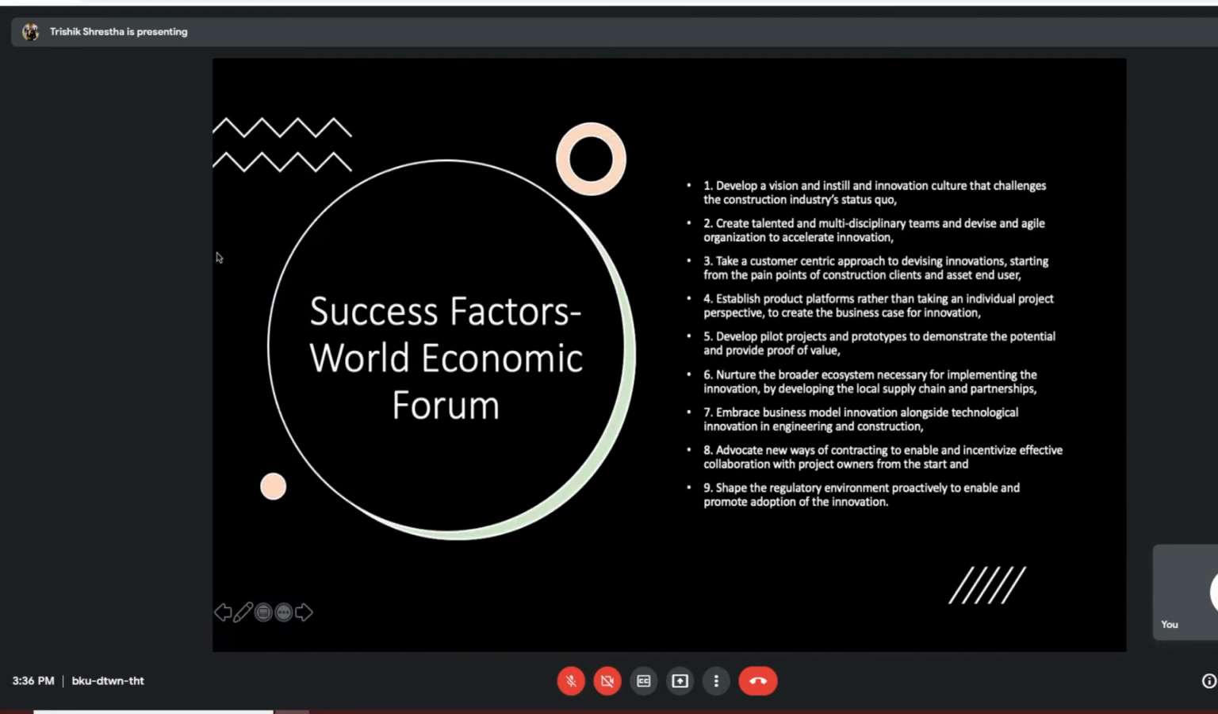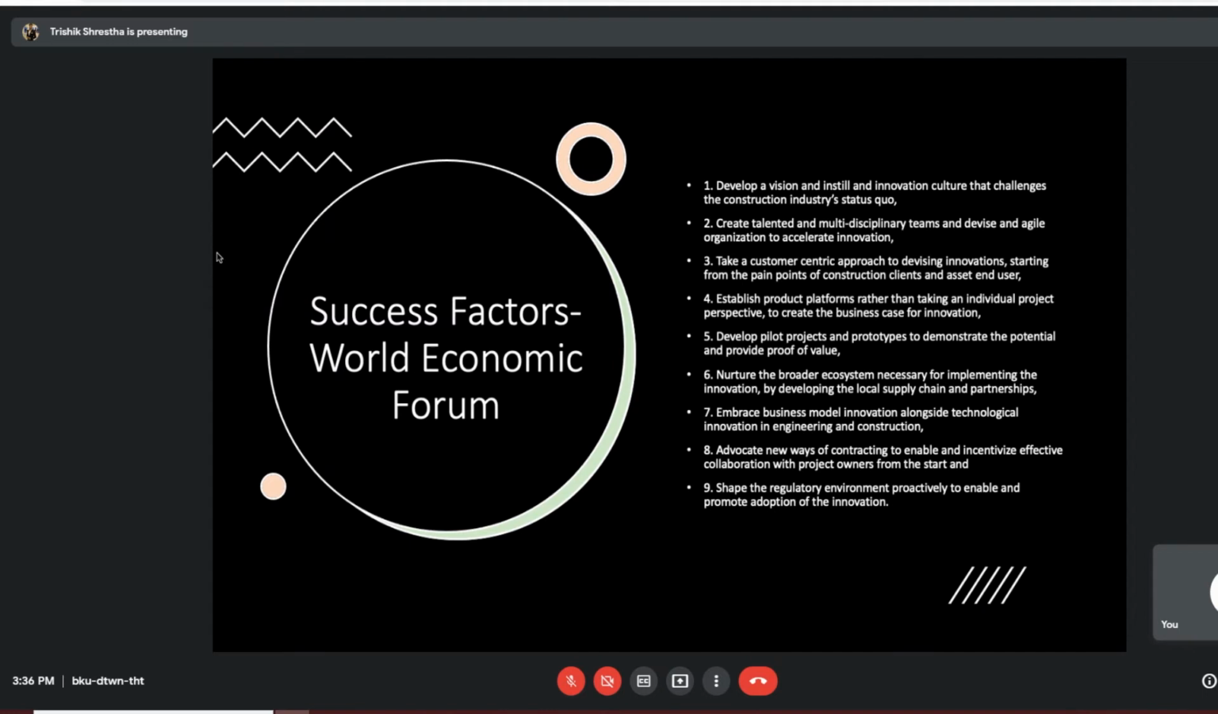So these are basically success factors, and it was brought forth by the World Economic Forum. It says that in order to be successful in terms of incorporating innovative practices, these are the things that you need to first start off with. These are the things that you need to have in your organizations.